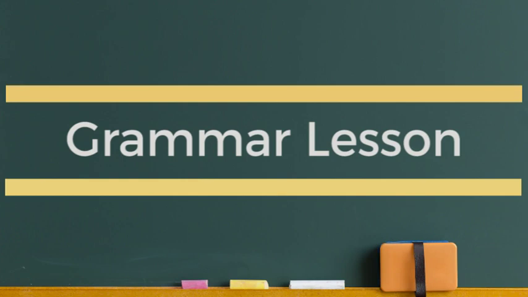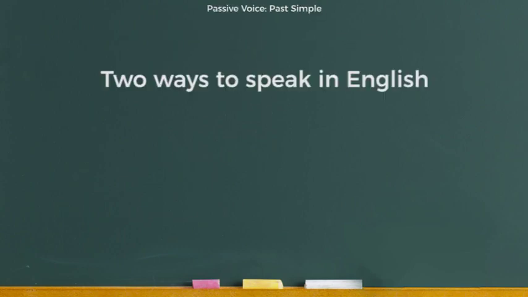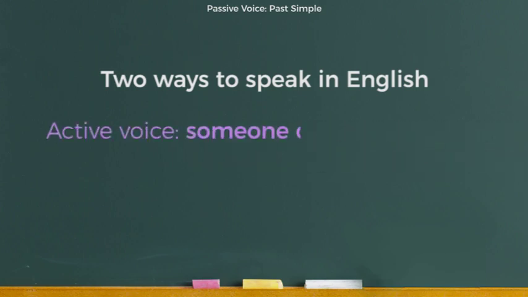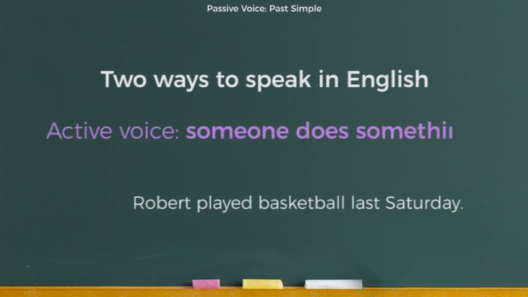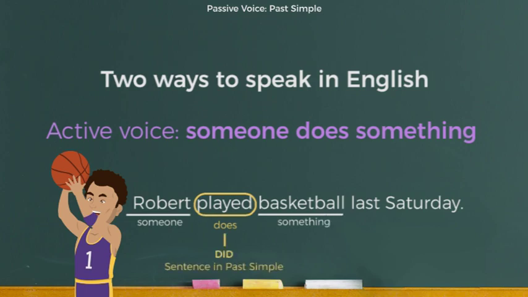This time, we're going to talk about the passive voice in the past simple. Do you remember that there are two ways to speak in English? No? Well, these two ways are the active voice and the passive voice. In the active voice, like in this sentence, Robert played basketball last Saturday, we see that someone does something. Except in this case, someone did something, because the sentence is in the past simple tense.